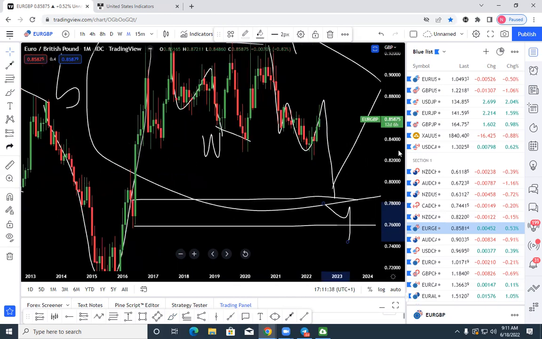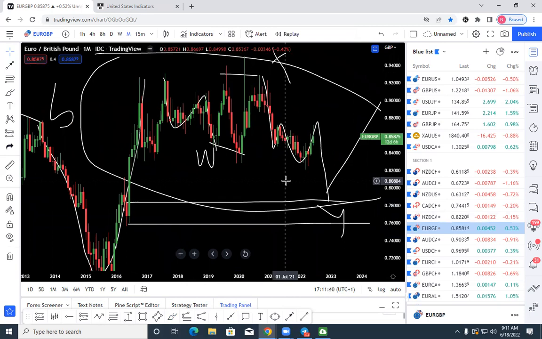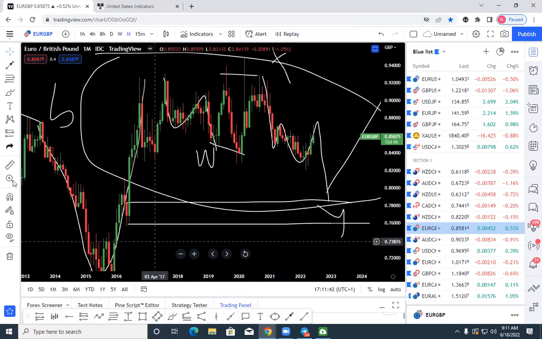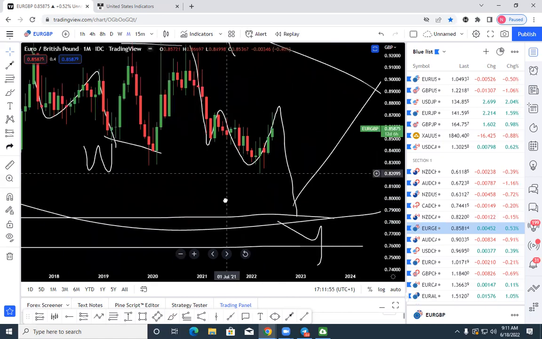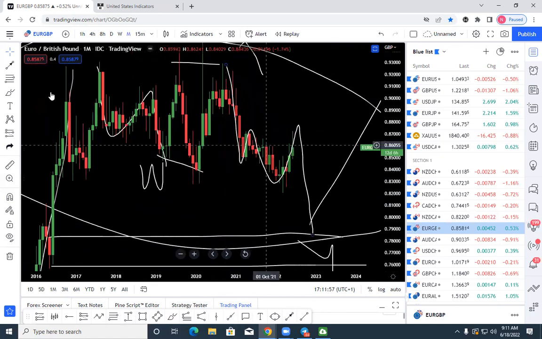I expect Euro to continue to weaken against the GBP. And if that is the case, if you are getting a setup on GBP CAD and EUR CAD, don't bother to buy EUR CAD. Buy GBP CAD because GBP is going to be stronger than Euro in coming months. Okay? So let's go to weekly.